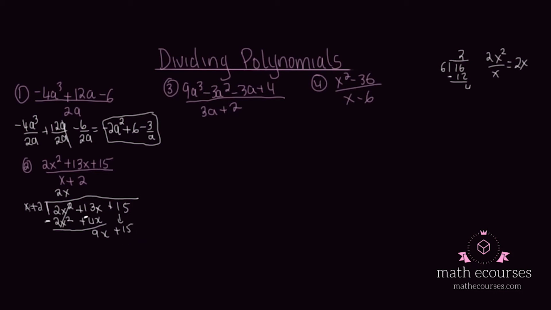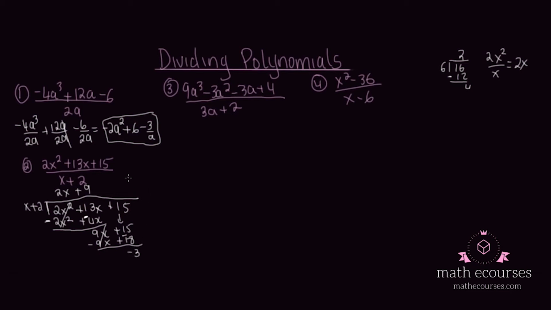Once you get here, you repeat the process. Now you need to divide 9x divided by x. That will be 9. 9 times x is 9x. 9 times 2 is 18. Change your signs. This first term will cancel. That's what you want. 15 plus negative 18 is a negative 3.